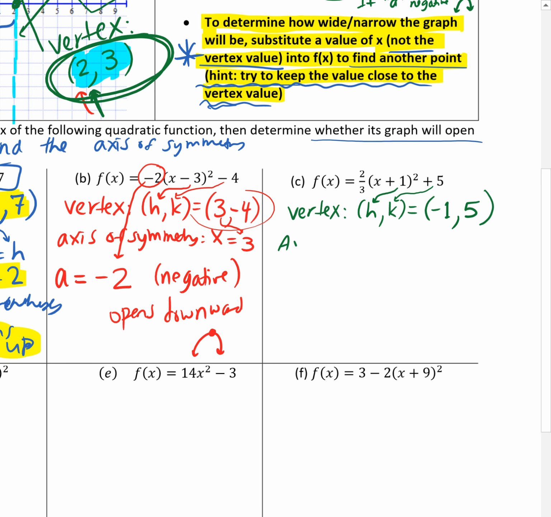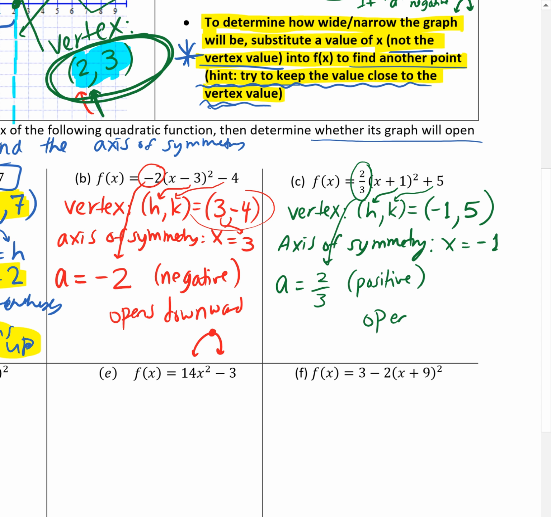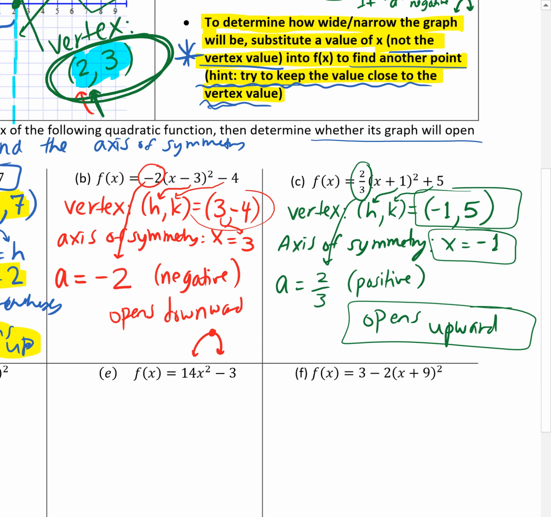And then the axis of symmetry, remember, that's just x equals the x value of the vertex, negative 1. And in this one, our value of a, the coefficient of the parentheses, is 2/3. Doesn't really matter what it is, it's just, is it positive or negative? Well, I don't see a negative sign, so it must be positive, which means that this parabola opens upward. There we go, so we got it all. The vertex, the axis of symmetry, and whether it opens upward or downward.